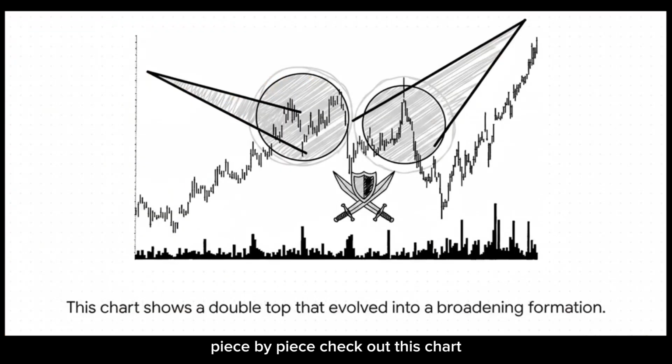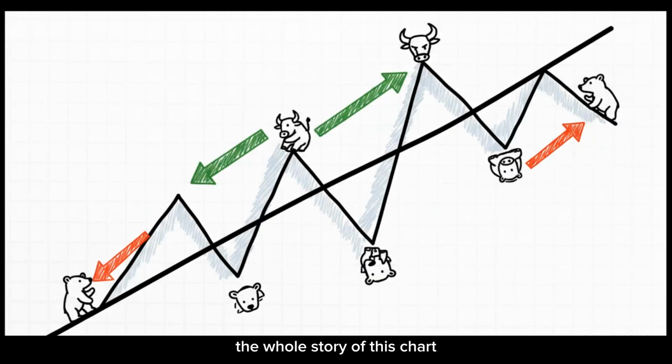Check out this chart. Now, at first, this might have looked like a simple double top, which is a pretty common pattern where price hits the same high point twice. But instead of the price falling after that second peak, things got way crazier. The battle just intensified, and the whole price range started to explode outwards. The whole story of this chart comes down to that one phrase: higher highs and lower lows.